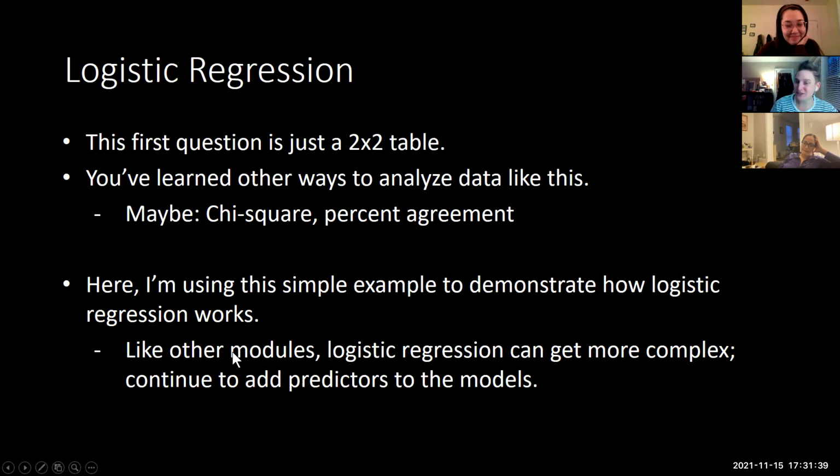So you may have learned other ways to do this, but like in other modules that I've introduced to you, we're starting with a really simple example so that you understand a little bit easier how this works. And then using that math, you'll be able to add other components to it. So eventually we can add lots and lots of predictors, just like we could with a regular GLM.